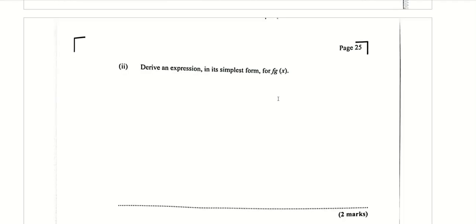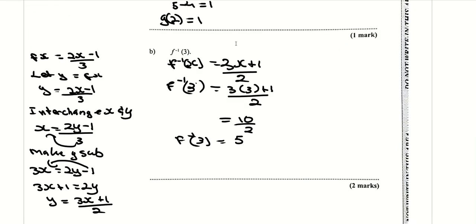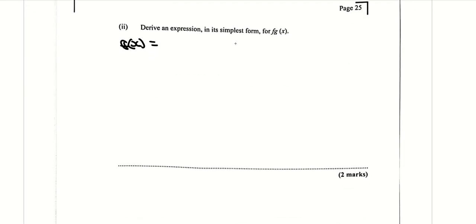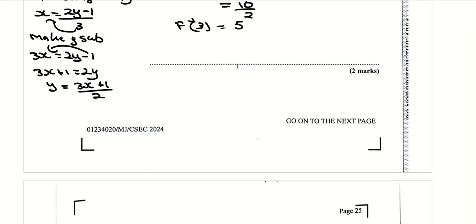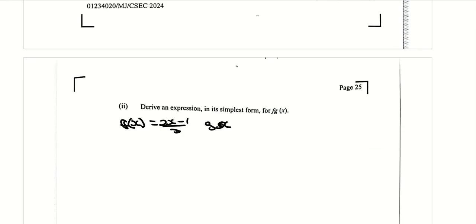Derive an expression in its simplest form for fg of x. So let's put f of x is equal to (2x minus 1) over 3, and g of x, what is g of x? 5 minus x squared. Right, 5 minus x squared.